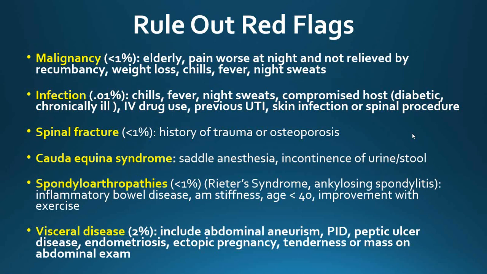The cauda equina, the saddle anesthesia, which is numbness between the rectum and the genitals, and then incontinence of urine, failure to hold erection, those things are going to show up on there. And then different arthropathies are something we want to look at, and if it's something else like an abdominal aneurysm.